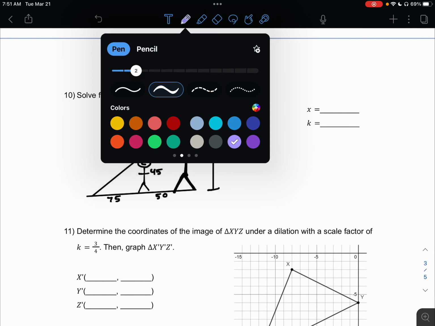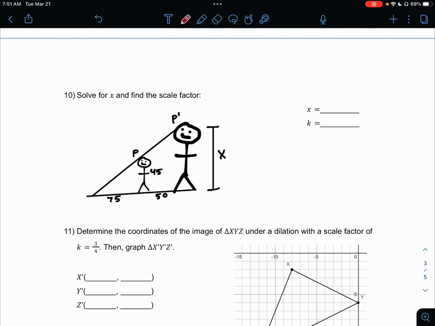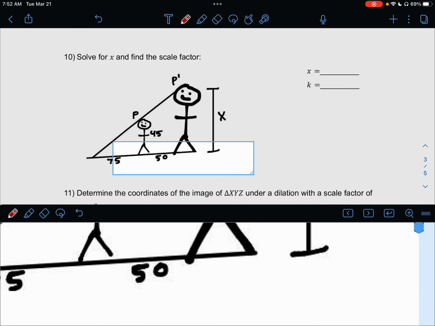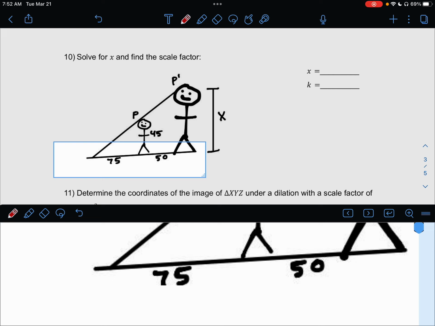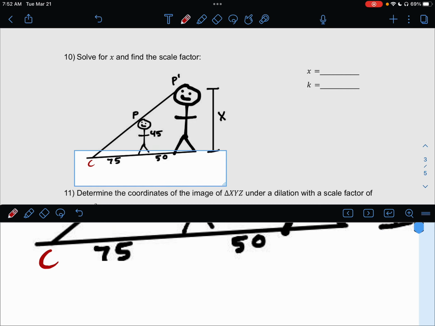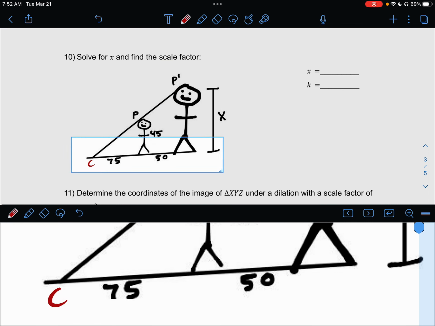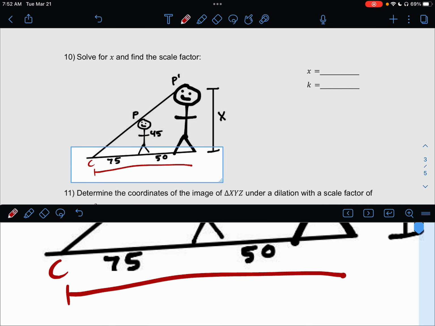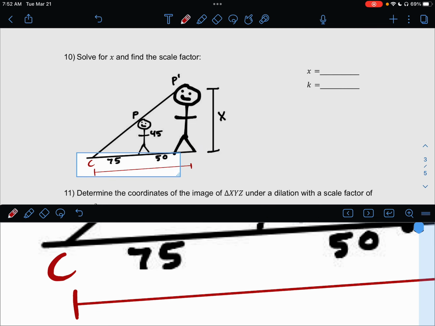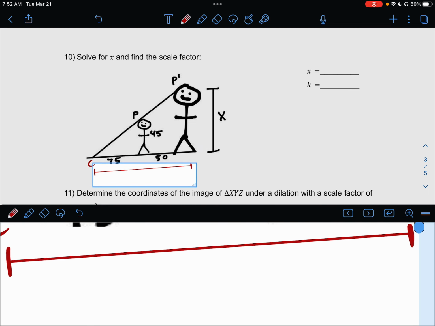So this is what we did yesterday or Monday. We want to solve for x and find the scale factor. I'm going to find the scale factor first. Remember, the scale factor is the distance from the center to P prime divided by the distance from the center to the original. The center is right here. That's our center of dilation. And we can see that this tall one is P prime. So the distance from C to P prime, 75 plus 50, is going to be 125.